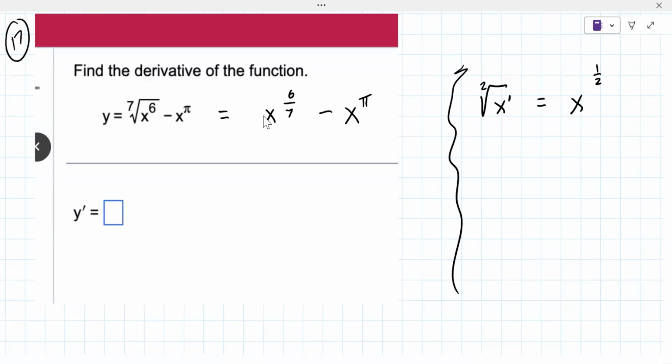6/7 x to the minus 1/7 power. Good. Yeah. Now the next one's a little bit awkward, but you do it the same way. You bring the exponent down, you subtract 1. Pi x to the pi minus 1 power. Yep. Looks weird. Probably is weird, but that is correct.